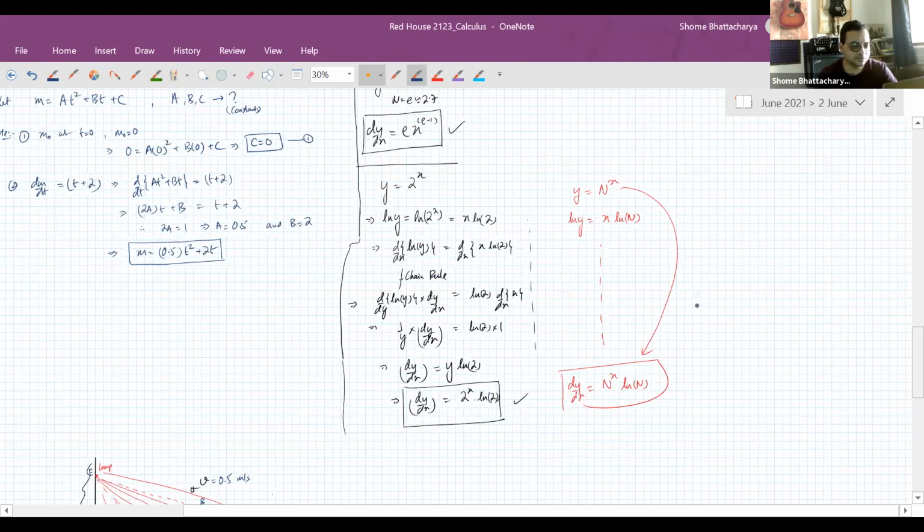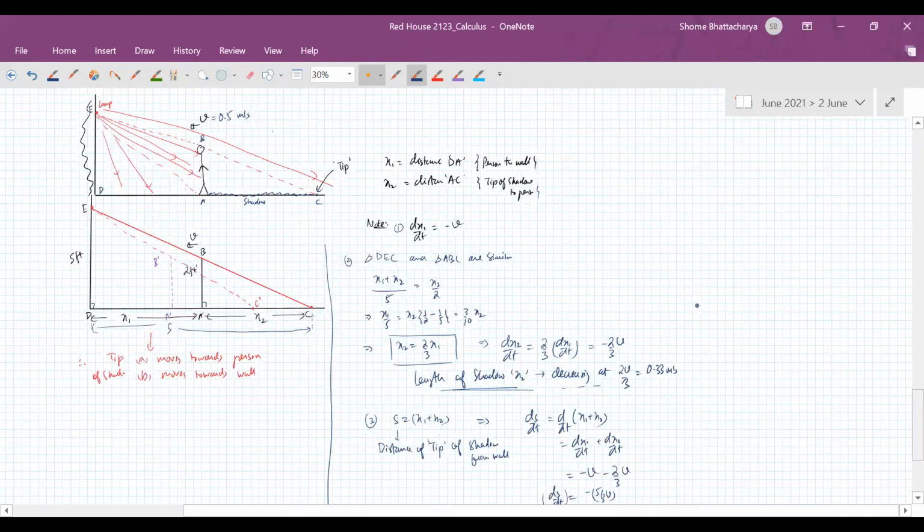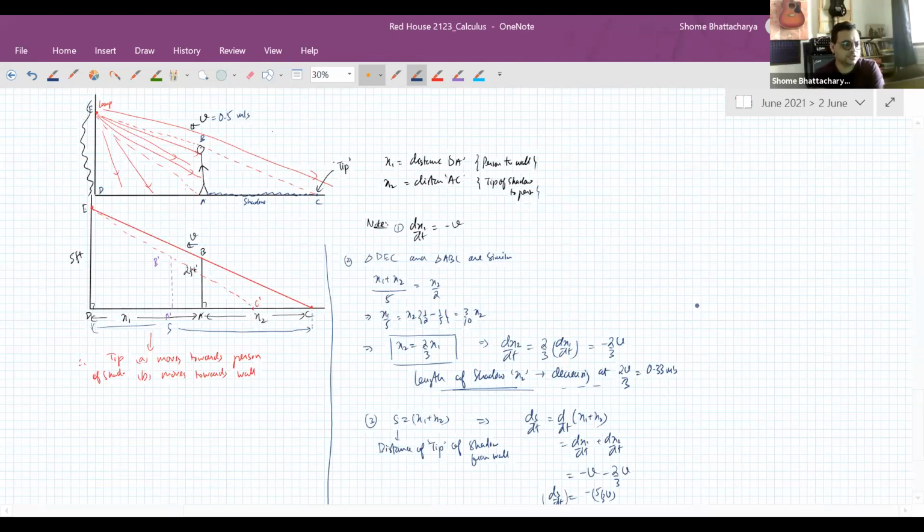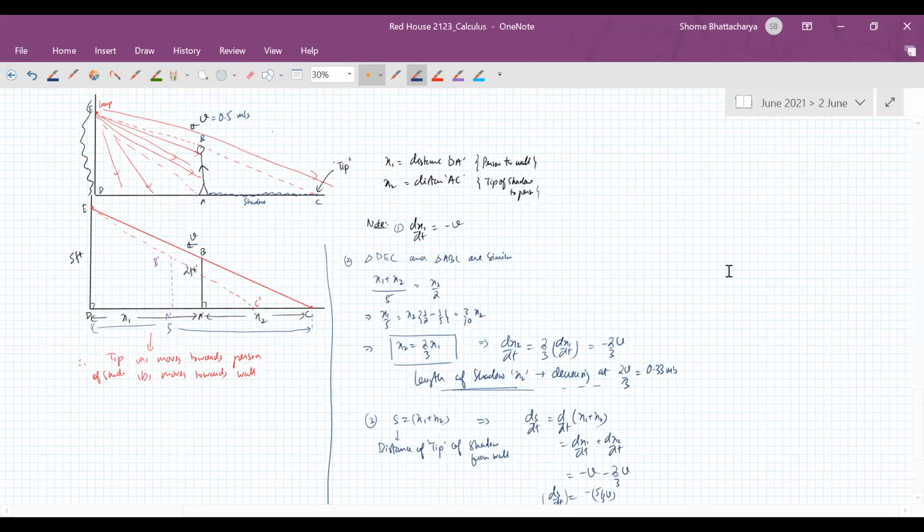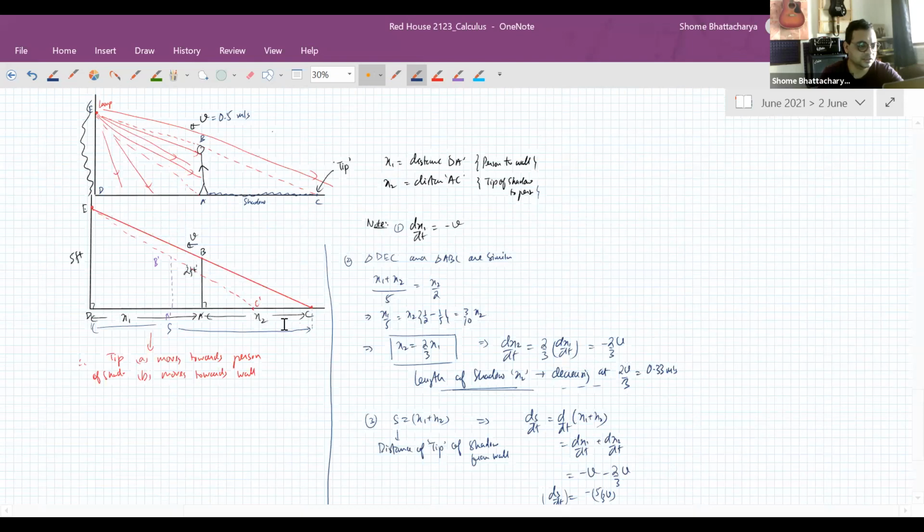Okay. So Caleb, this is clear, I hope. Yes, sir. So you can, sir, add this part to the question: find the rate at which the shadow length is decreasing, so that is this part, 0.33 meters per second, and find the speed at which the tip of the shadow, that is this point C, is moving towards the wall, and that is the second part that I've worked out here, that is 5 by 3 v, or 0.83.